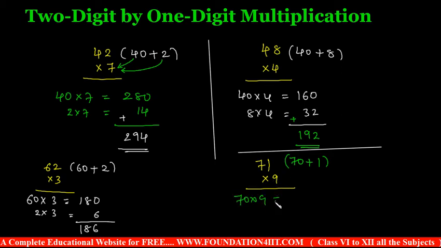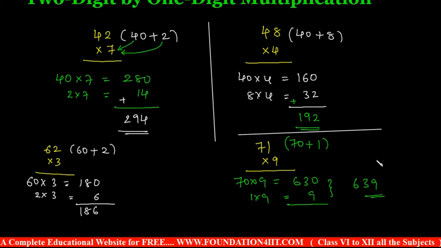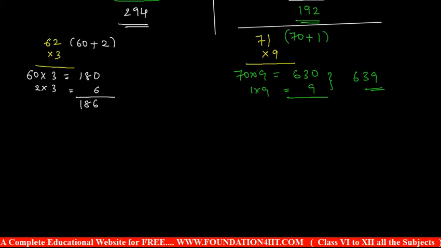70 into 9. Immediately 7 into 9, that is 63, 0. Next 1 into 9, that is 9. So by adding both, we can write 639. So 639. This is one thing. And same concept, one more rounding up method I'll tell you here. That is rounding up. How to do this?